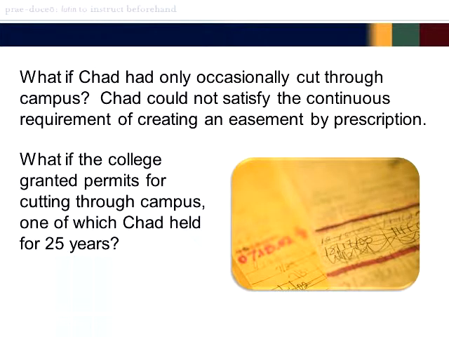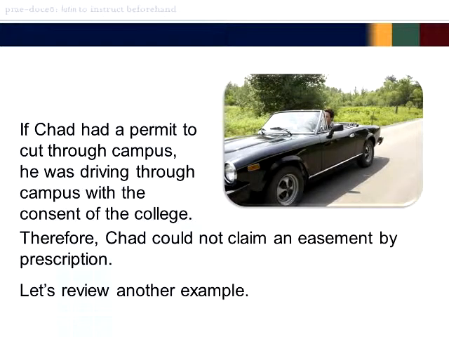What if Chad had only occasionally cut through the campus? Chad could not satisfy the continuous requirement of creating an easement by prescription. What if the college granted permits for cutting through the campus, one of which Chad held for 25 years? If Chad had a permit to cut through the campus, he was driving through campus with the consent of the college. Therefore, Chad could not claim an easement by prescription.